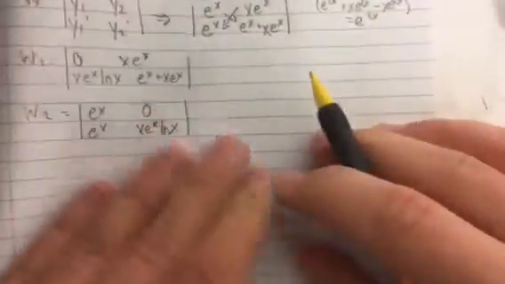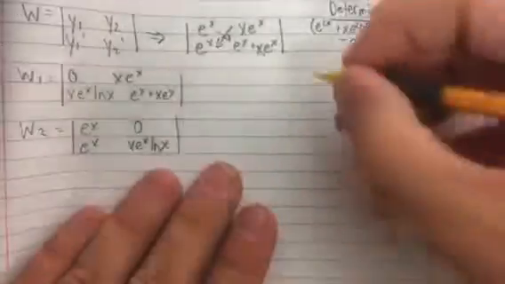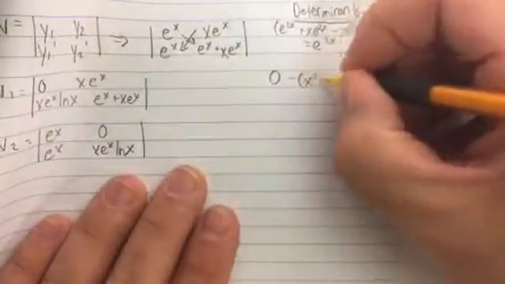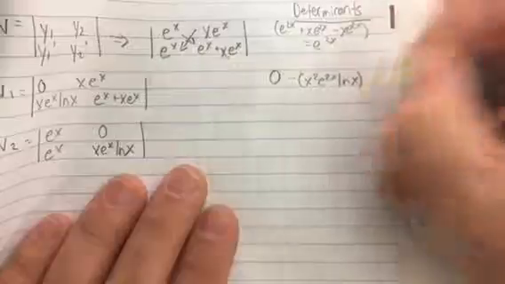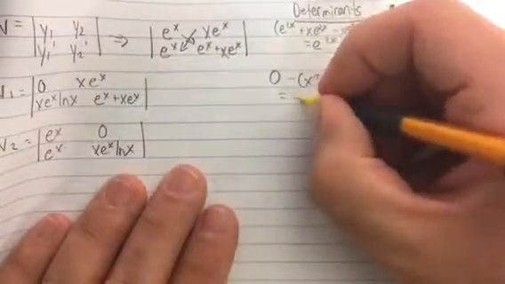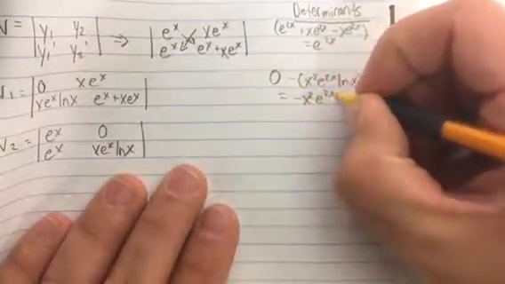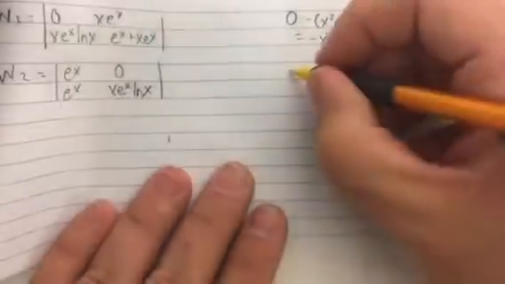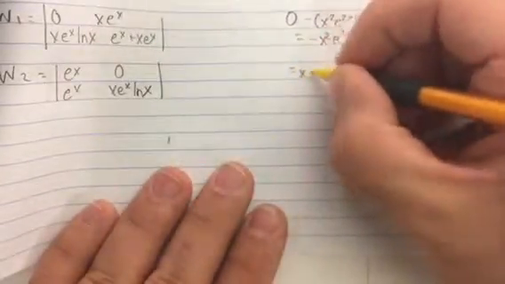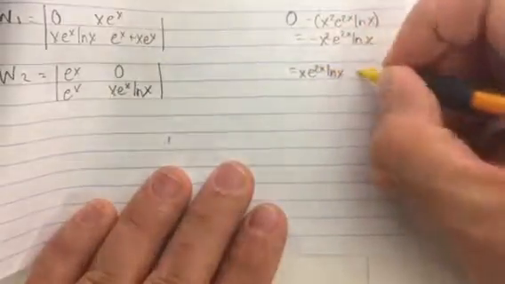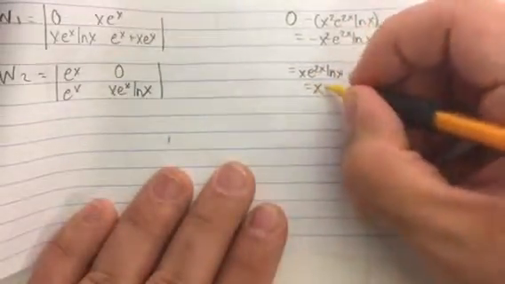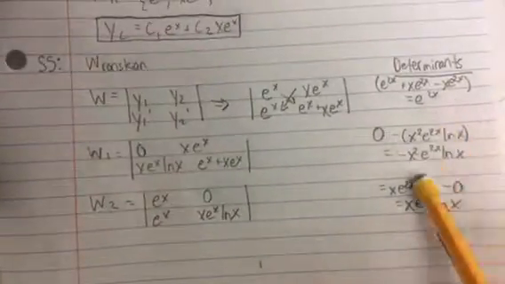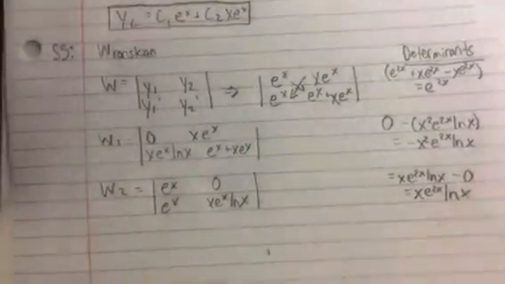So that is our determinant for the first W. And now our determinant for W1 over here is 0, because we multiply 0 times this and it equals 0. So 0 minus x squared e to the 2x natural log of x, and that equals negative x squared e to the 2x natural log of x. And for W2, I'll write it here. We have x e to the 2x natural log of x minus 0, and that equals x e to the 2x natural log of x. So we have our determinant for W, our determinant for W1, and our determinant for W2.